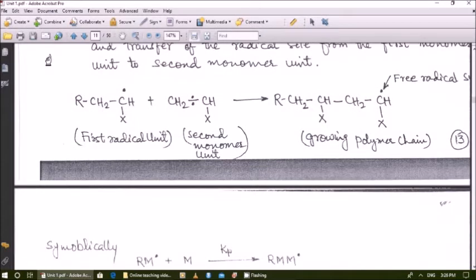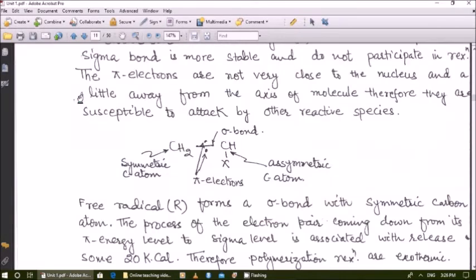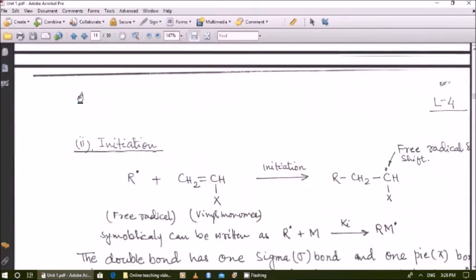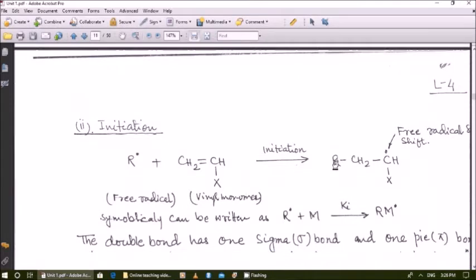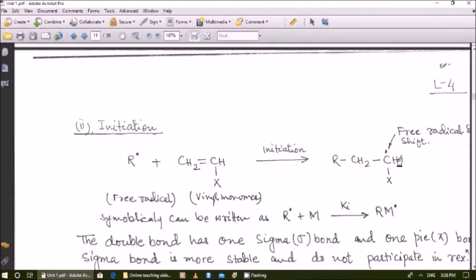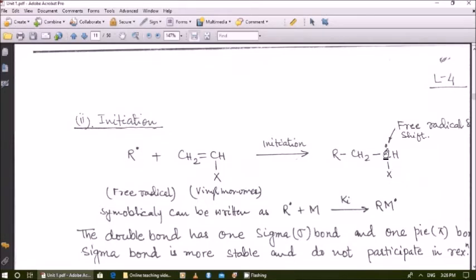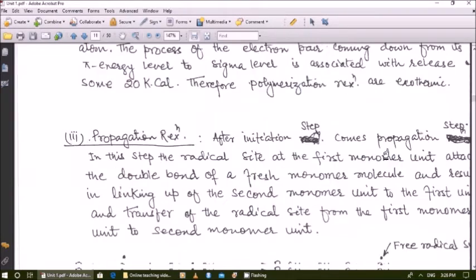So this is the example of propagation reaction. This is the species which was formed during my initiation polymerization reaction. As you can see, in initiation polymerization, what we are getting is R–CH2–CHX, and the free radical site is on the asymmetric carbon atom.